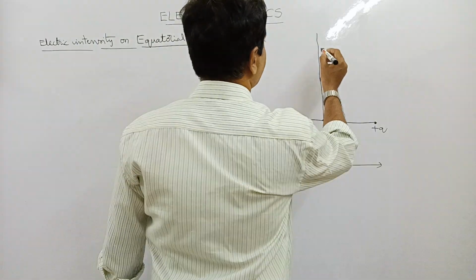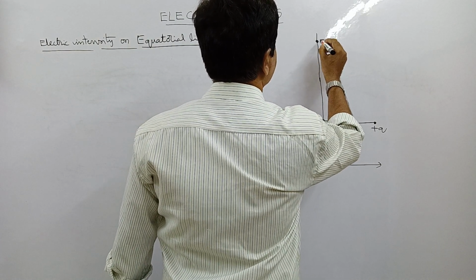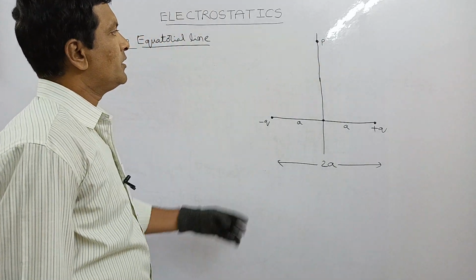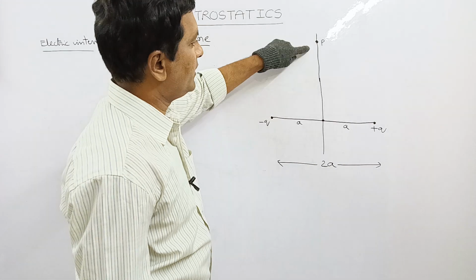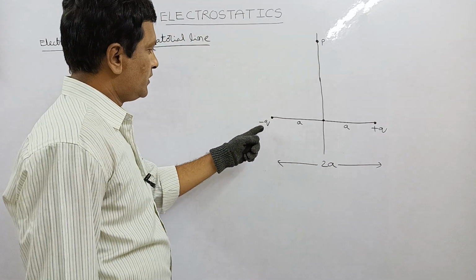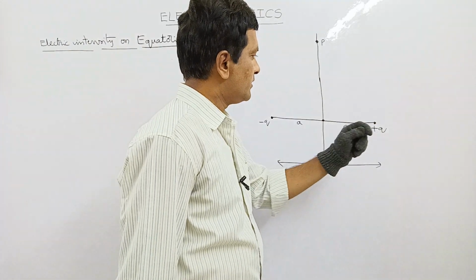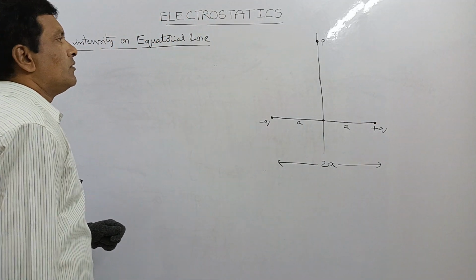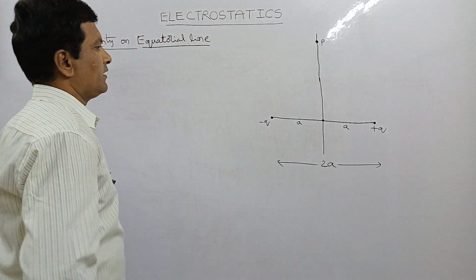Now we will consider a point P here, so that we can calculate the electric field intensity at this point on the equatorial line due to the charge minus q and the charge plus q. So what is the net intensity here at P? We will calculate it now.